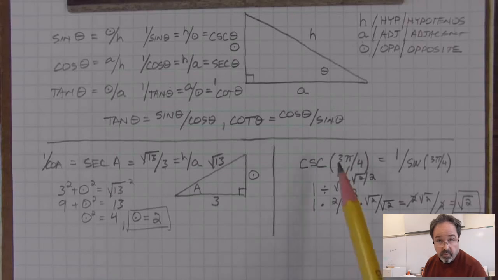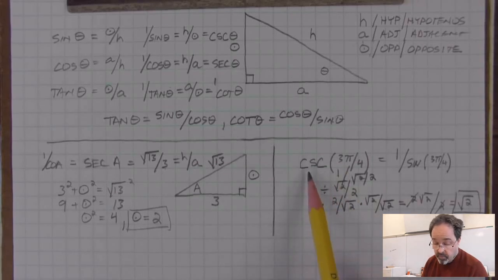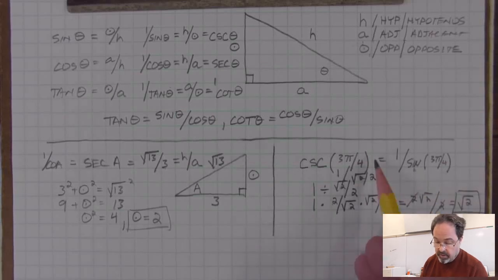So we started with an unfamiliar trig ratio. We converted it into its reciprocal so that we could use the calculator key that a calculator would be likely to have, sine. And then we went through a process of simplifying that value.